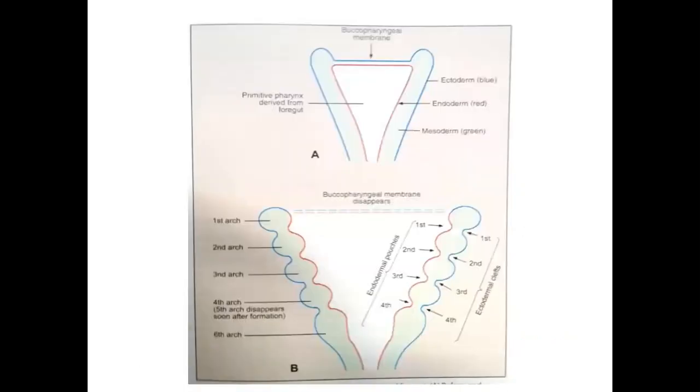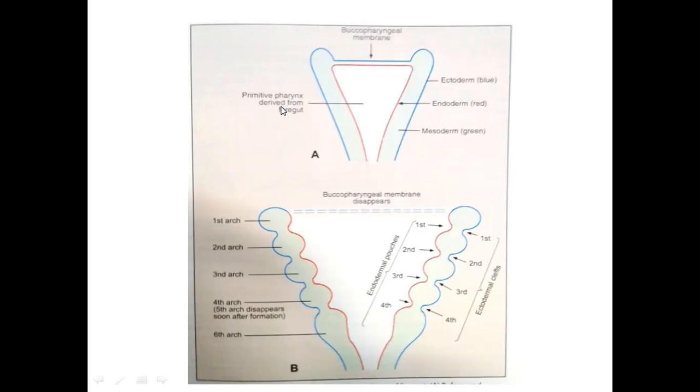Diagrammatic explanation for the last description you can see here. So this is a buccopharyngeal membrane. You can see here the outer covering is ectoderm, blue color lining. Then the red side lining, red color from inside, is endoderm. And in between this blue and red color, this is a mesoderm. So this is a thickening structure, a bar-like structure, what we call the pharyngeal arches.